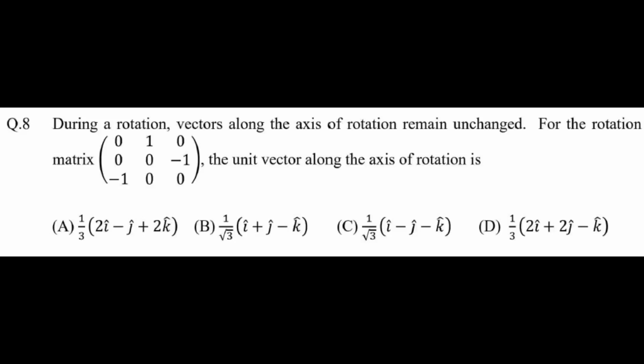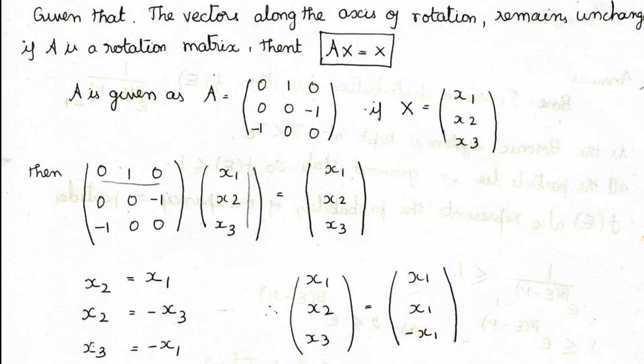During a rotation, a vector along the axis of rotation remains unchanged. For the rotation matrix [0 1 0; 0 0 −1; −1 0 0], the unit vector along the axis of rotation is: option A: (1/3)(2i − j + 2k), option B: (1/√3)(i + j − k), option C: (1/√3)(i − j − k), option D: (1/3)(2i + 2j − k).